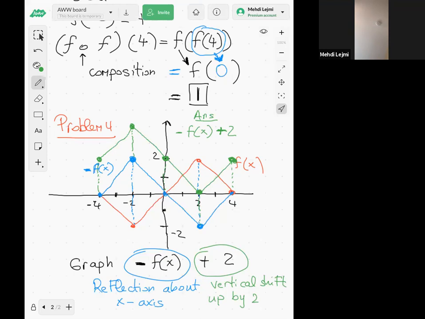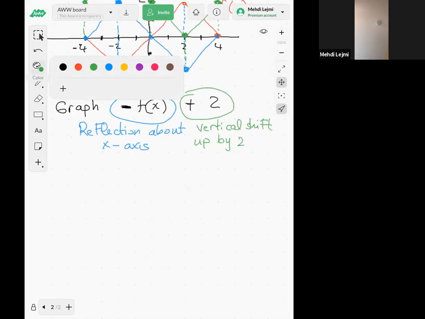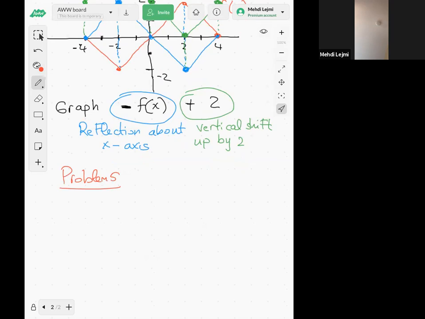Otherwise, if there are no questions, then we have 5 minutes. So I'm going to go over number 5, the even, odd, or neither. Okay, so for problem number 5, you have to determine whether the function is even, odd, or neither.